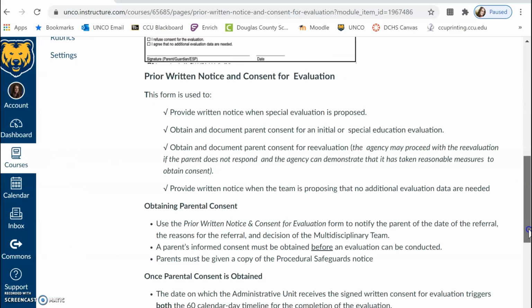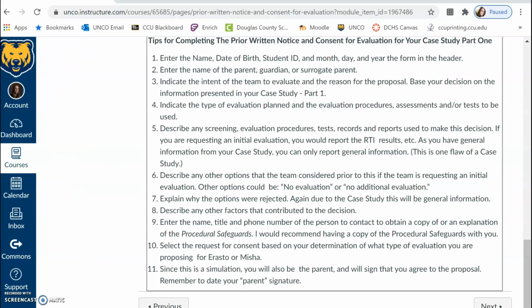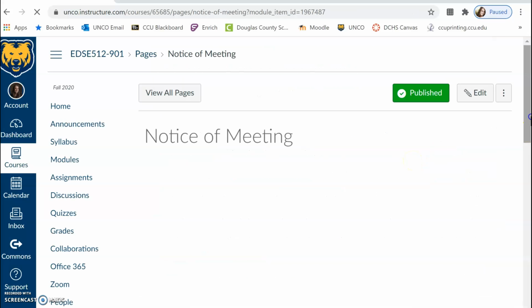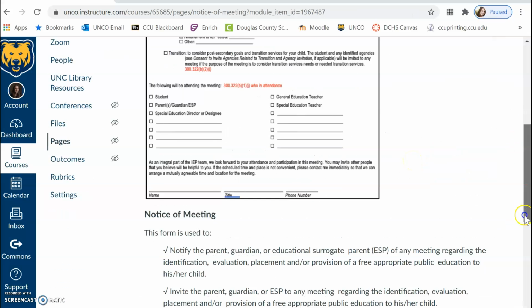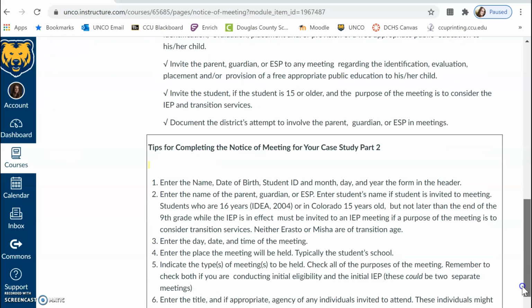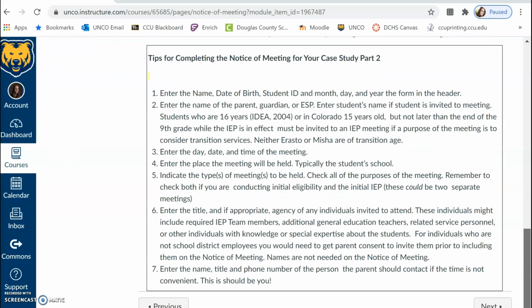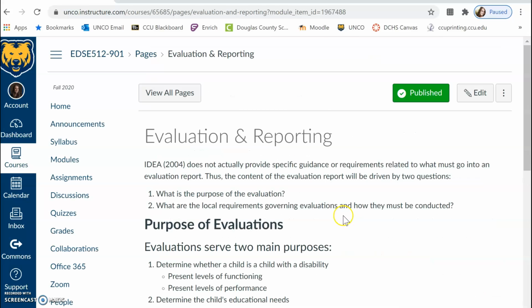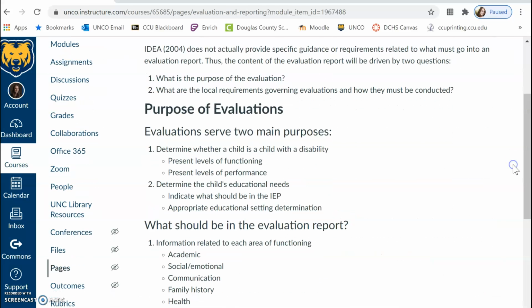This is something that we worked through for the case study. The notice of meeting document. This is a very important one to send home, so do make it as detailed as possible. Families appreciate getting this document ahead of time. It's also a good reminder for you, because you then can send out procedural safeguards and any other relevant documentation when you send out that notice of meeting.